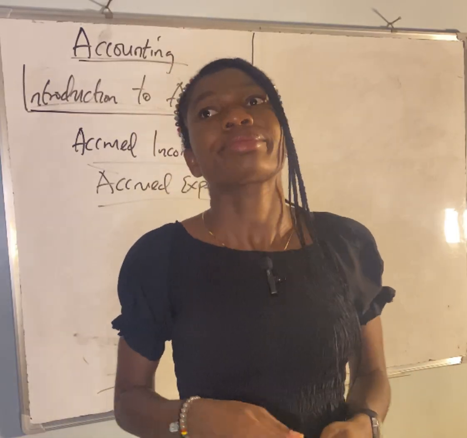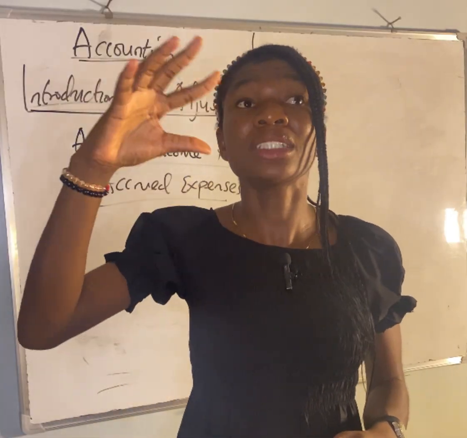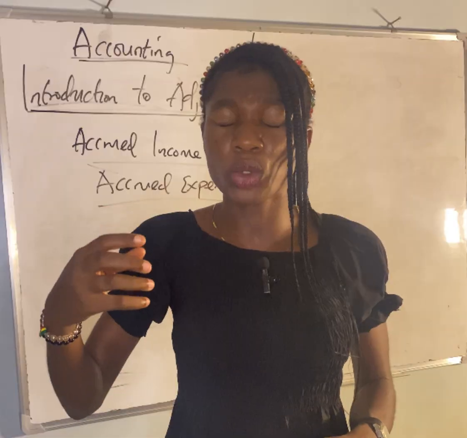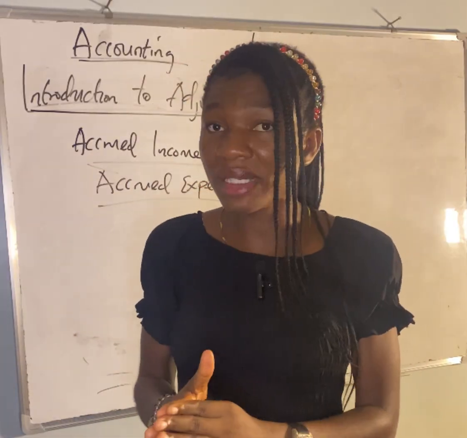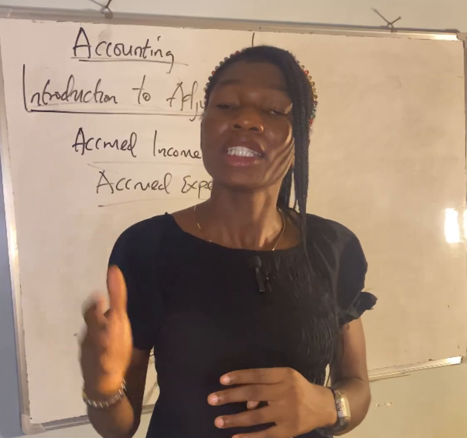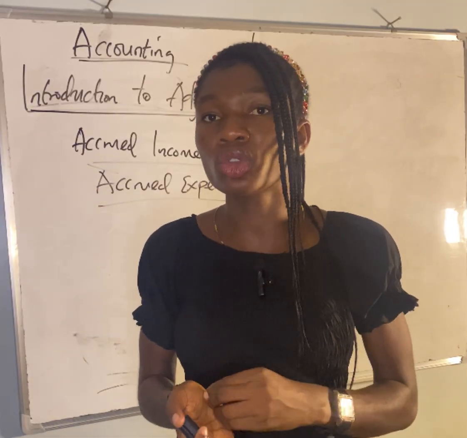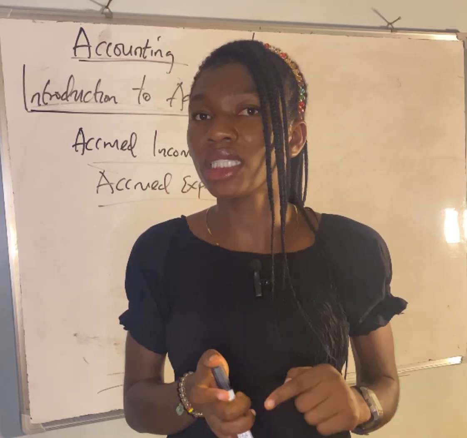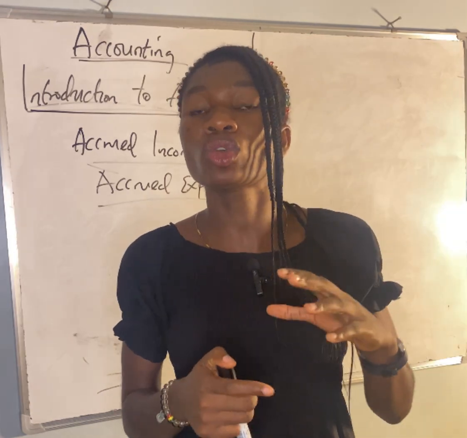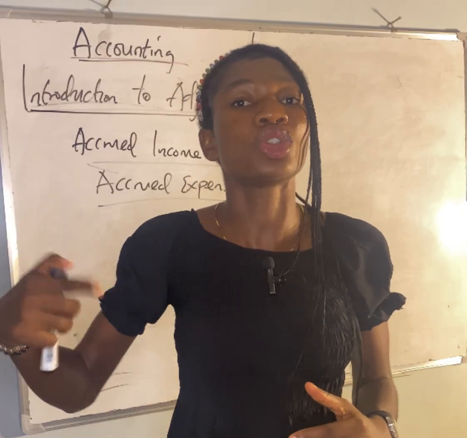Now, what it means is this. Like I said, our business is supposed to exercise prudence, meaning that we're supposed to reflect true income, true expenses, true assets, liabilities, and equity of a business. In the case where we have an income that was due to us this year and it was not paid, if we do not record that income, our income will be understated. That means it will be showing a balance that is lesser than what it's supposed to be.